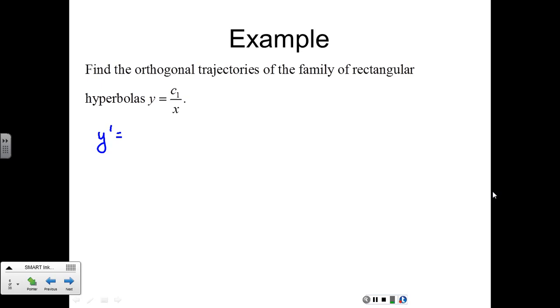We could think of this as c1 x to the minus 1. Could you think of it that way? So the derivative would be what? Negative c x to the minus 2. He is exactly right. Which we want to write differently, negative c1 over x squared. Could you do it like that?